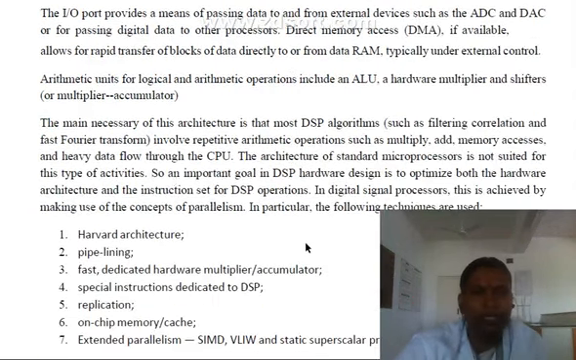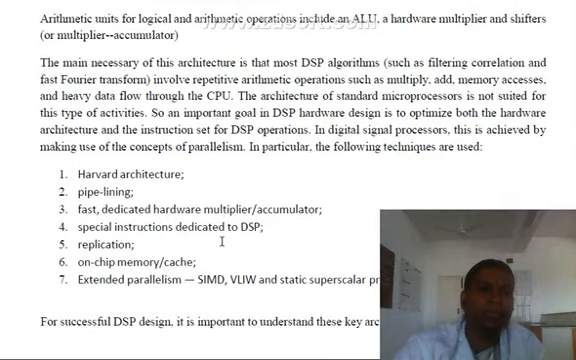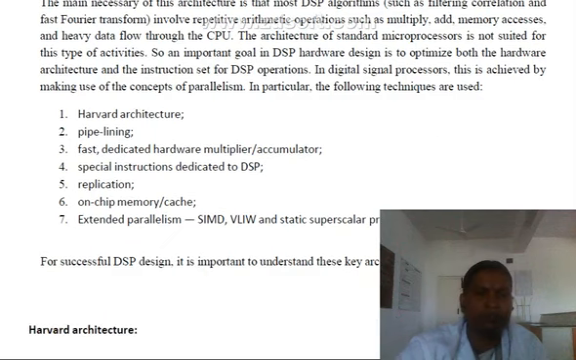Now, the following techniques are also used in DSP operations: the pipelining method, special instructions dedicated to DSP, on-chip memory in the form of cache memory, and extended parallelism, SIMD and VLIW architectures. Thank you.